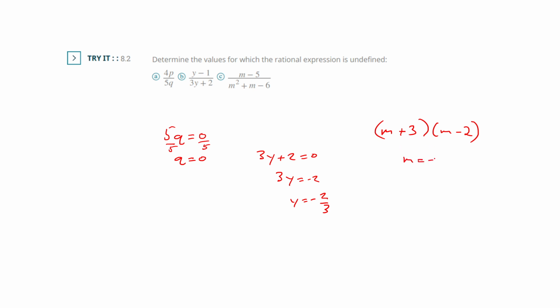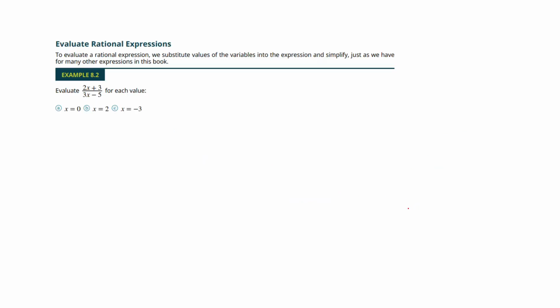Now, I'm going to jump to the chase. Do you see that these are the two numbers? I'm just setting them each equal to 0 and solving. And I come up with those for the restricted values for C. Okay, now the rest of this section is pretty easy.